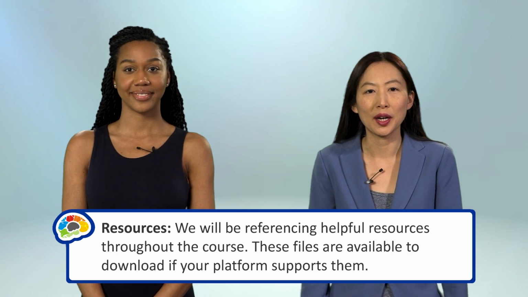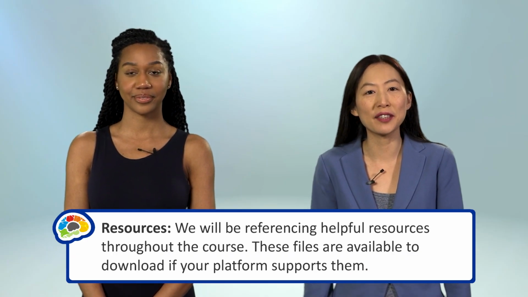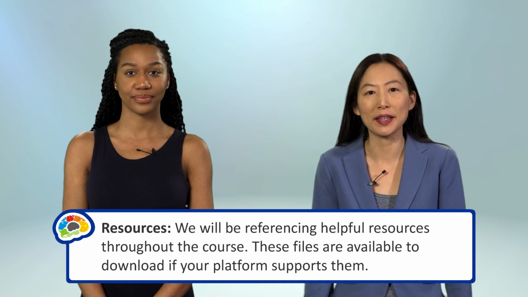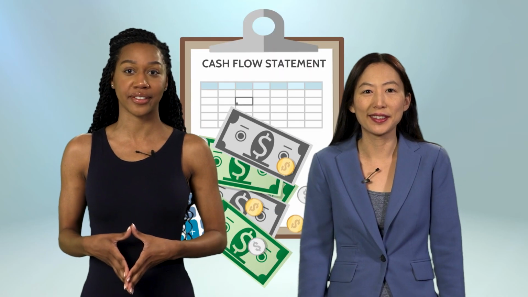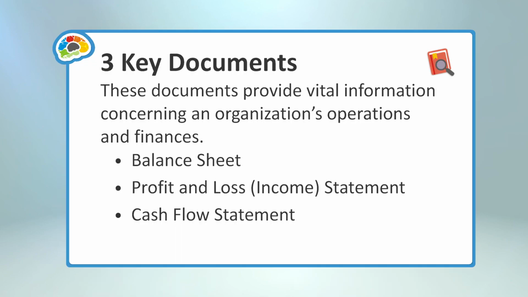In this course, we discuss key financial documents involved in double entry bookkeeping. We'll show you how to read a balance sheet, a profit and loss statement, and a cash flow statement. We focus on these three documents in particular because they help complete the financial statement package. Together, they provide vital information concerning an organization's operations and finances.